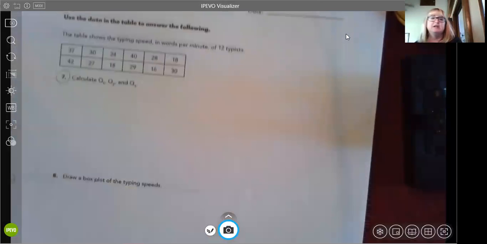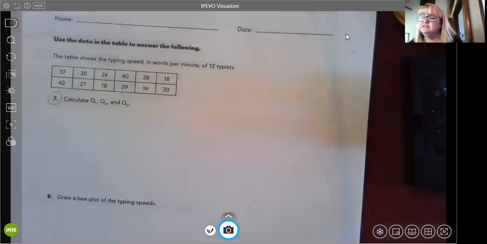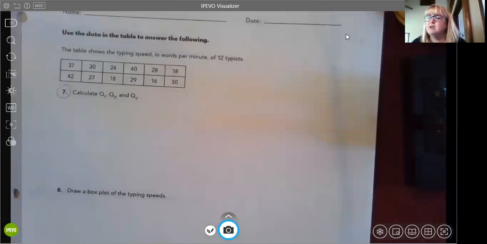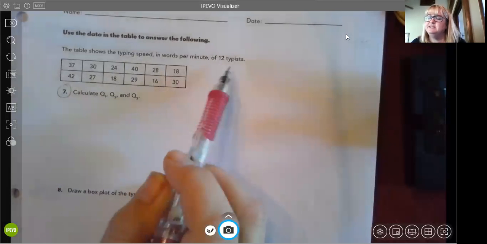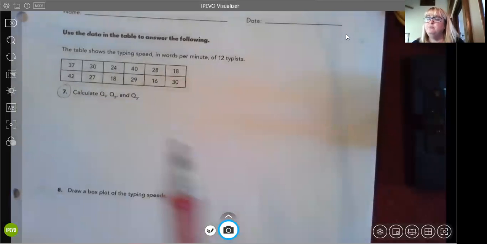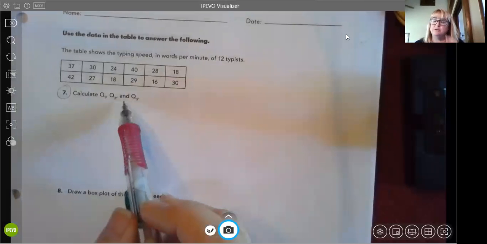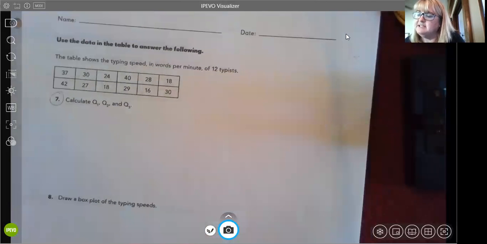All right, let's look at number 7. Number 7 says use the data in the table to answer the following. So we have this table, which shows the typing speed in words per minute of 12 typists. Number 7 says to calculate Q1, Q2, and Q3. So what we need to do is put these in order from least to greatest.